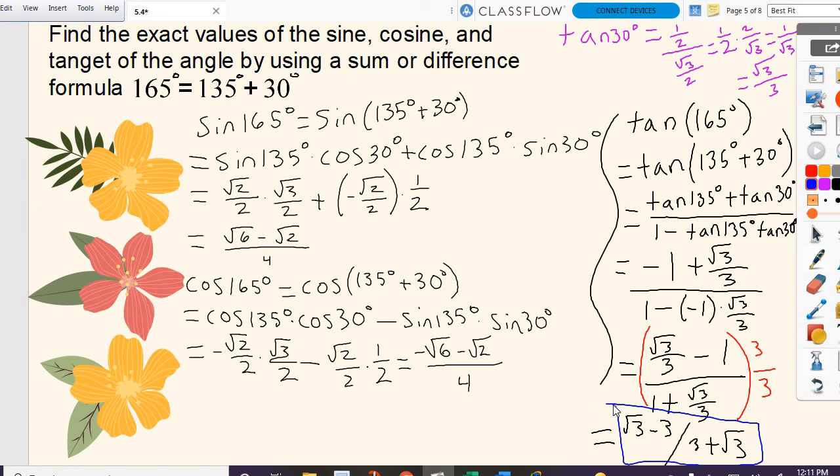Does that make sense? But I'm okay with it. So remember that most of the time we like to rationalize things, just like we did up here, with our 1 over the square root of 3. But because I have 3 plus the square root of 3 here, I can't just multiply by the square root of 3. I have to multiply by the conjugate, which would be 3 minus the square root of 3.